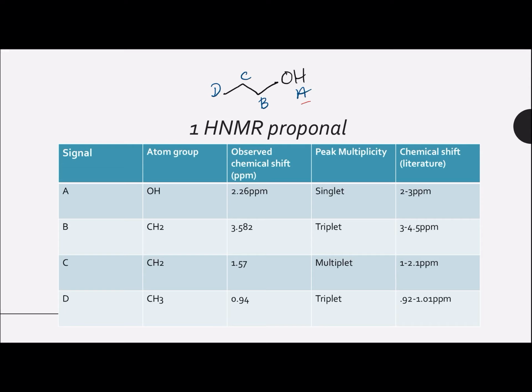Then we have our peak multiplicity, being a singlet, a triplet, a multiplet, and we're using the n+1 rule in these cases. So we have our chemical shift literature values, but really the things that we focus on are the atom groups and seeing what kind of peaks they are forming, how they are being categorized, and where they are.